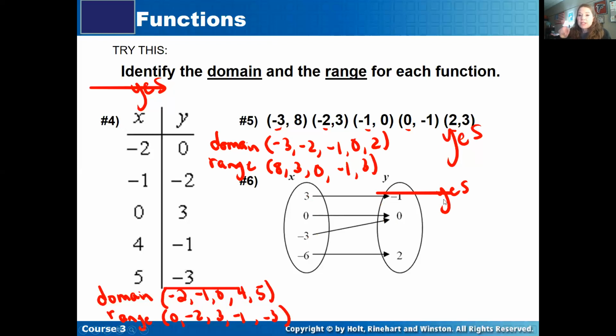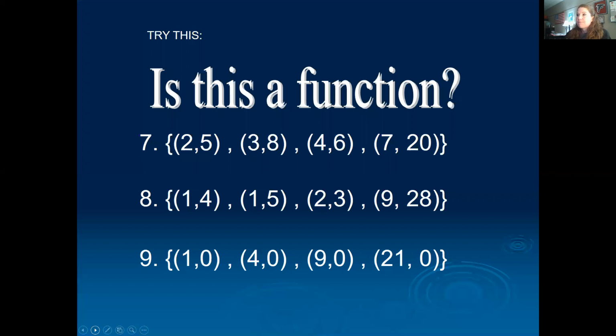So domain and range, that's alphabetical, right? D comes before R alphabetically. So does X come before Y. So X goes with domain and Y goes with range. So that's an easy way to remember that.